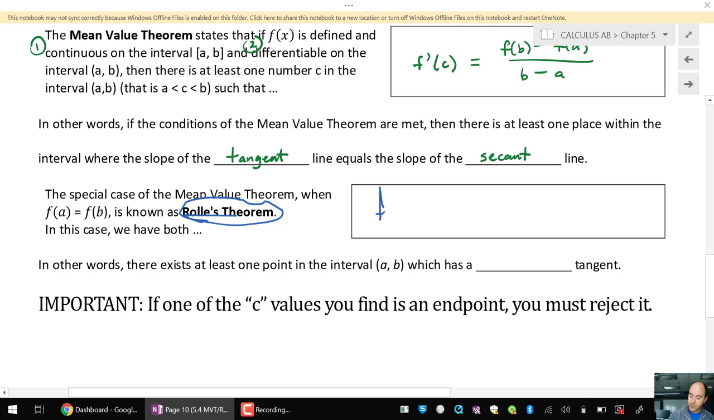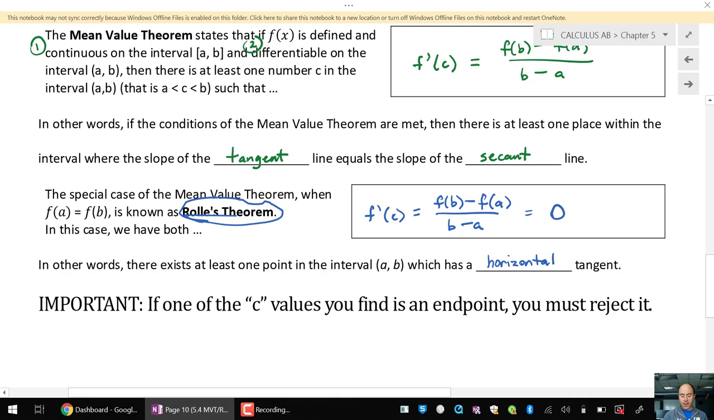So f prime of c, stylus is skipping around today, pardon me for that. F prime of c is equal to f of b minus f of a divided by b minus a. But if f of b and f of a are the same number, then my numerator and overall difference quotient is going to equal 0. So that's Rolle's theorem. And in words, we might say that Rolle's theorem would guarantee the existence of a derivative value on the interval which has a horizontal tangent, because the slope of the secant and slope of the tangent is equal to 0.